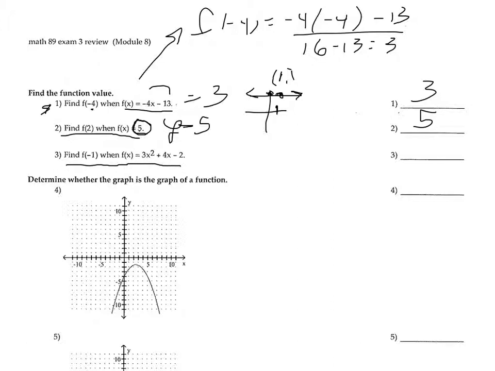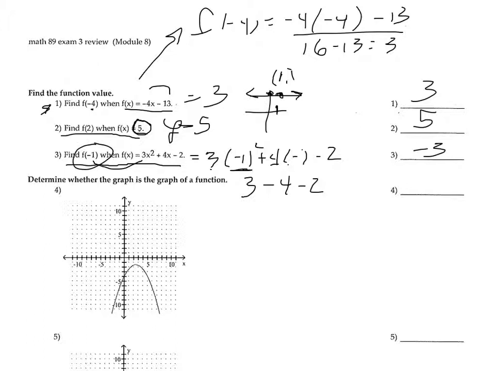And finally here, we're finding f of negative 1 when f of x equals this 3x squared plus 4x minus 2. So we're plugging this in. So we have 3 times negative 1 squared plus 4 times negative 1 minus 2. Negative 1 squared is 1, times 3 is 3. 4 times negative 1 is negative 4, so minus 4, and then our minus 2. So 3 minus 4 is negative 1, minus 2 is negative 3, so f of negative 1 equals negative 3.